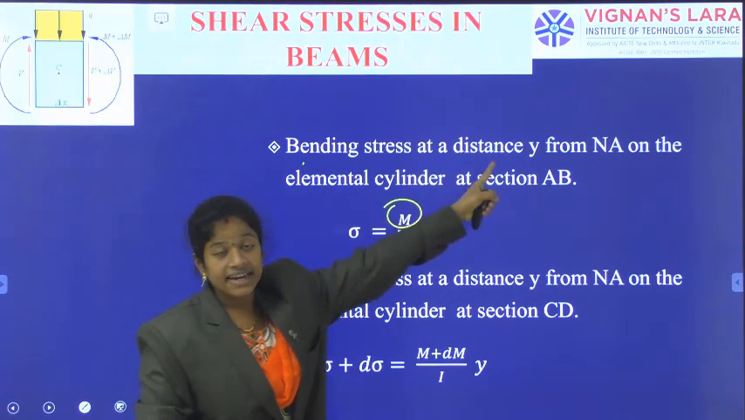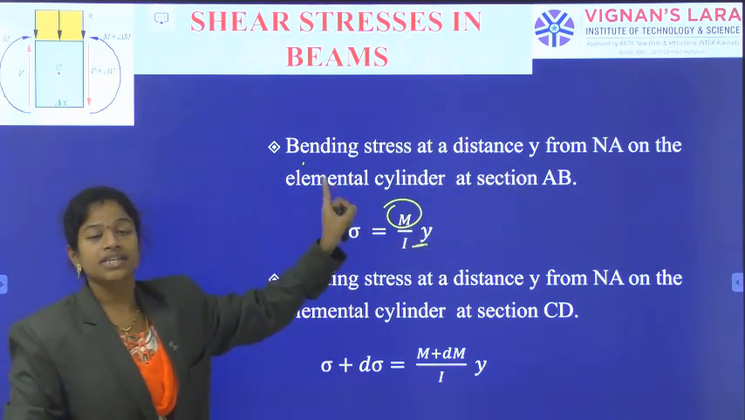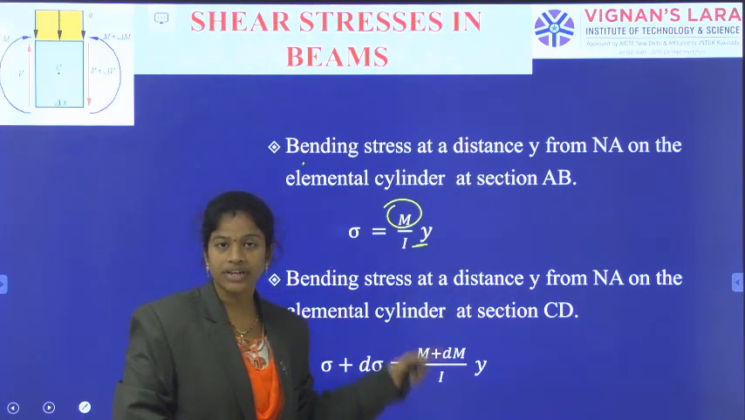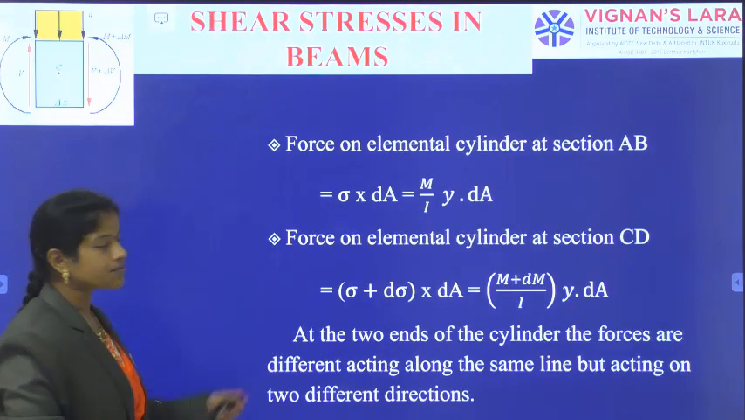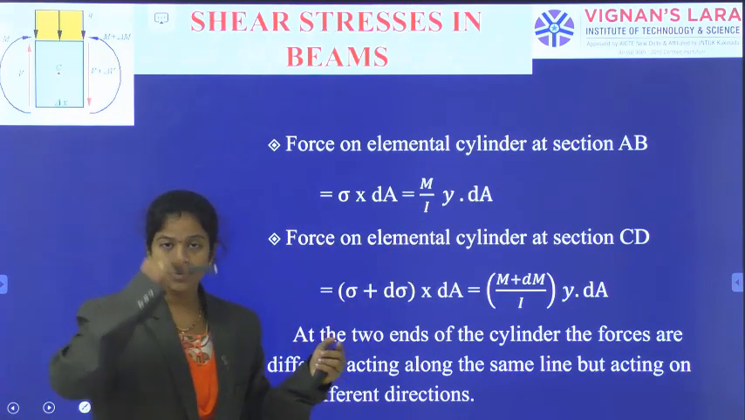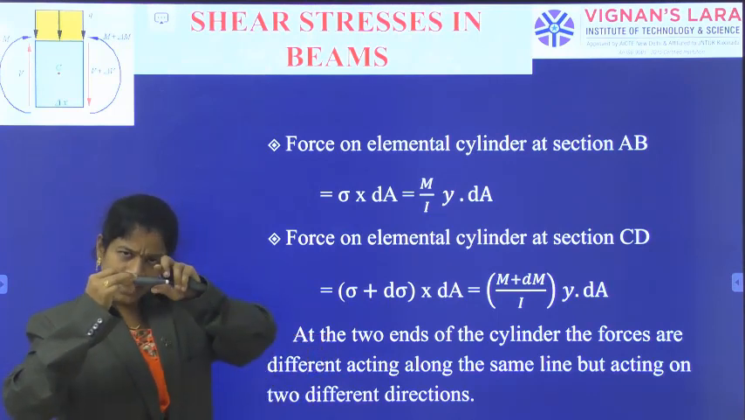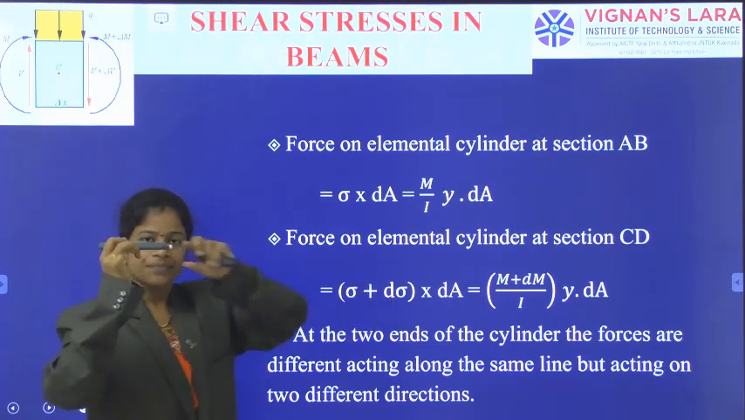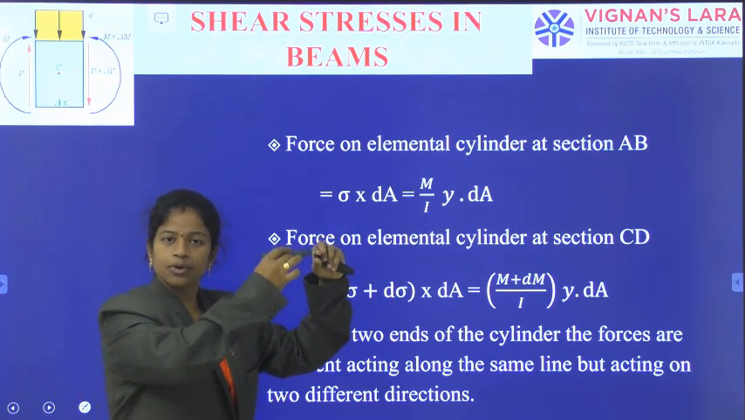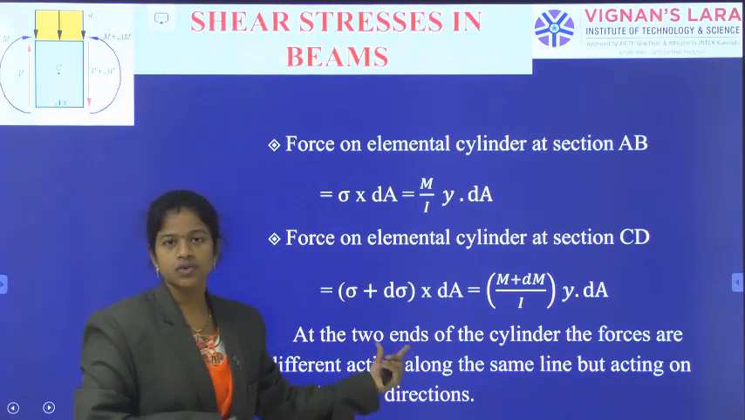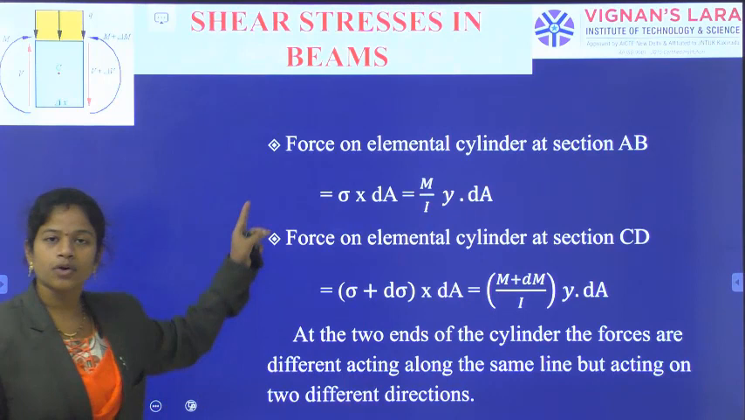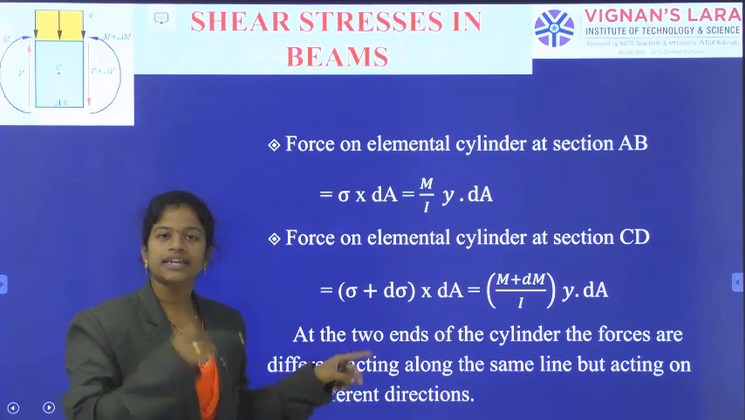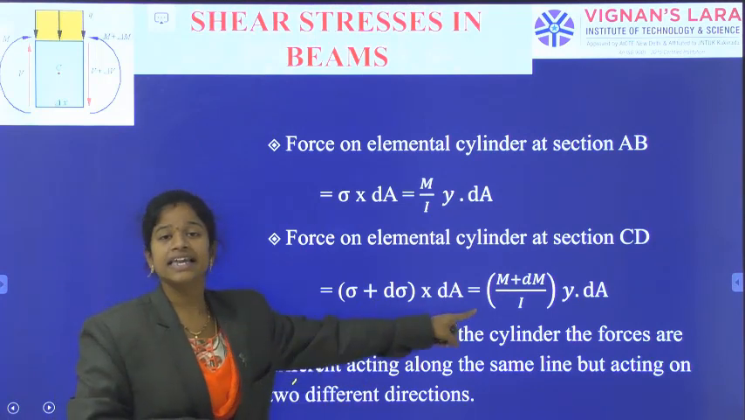So these are the stresses acting on the element at a distance y from the neutral axis: the bending stress on the section AB, and similarly the bending stress on the section CD. These two stresses cause forces when multiplied by the cross-sectional area. The cylindrical element has the cross-sectional area dA, and the same area is continued till the end, right? Here the stress is different, the area is the same. Along the dx length, the same cross-section is maintained, but the stress is varying. So sigma plus d sigma into dA.